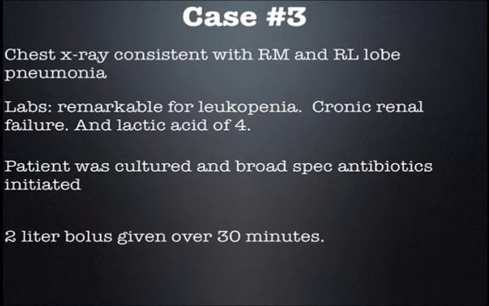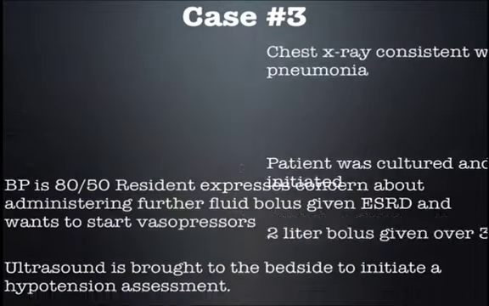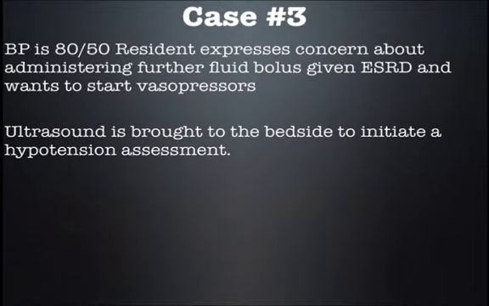Labs were remarkable for leukopenia, chronic renal failure, and a lactic acid of 4. Patient was cultured and broad-spectrum antibiotics were initiated. A 2-liter bolus was given over 30 minutes. Now, after this, the blood pressure was 80/50, and the resident expressed concern about administering further fluid boluses given end-stage renal disease and wants to start vasopressors.